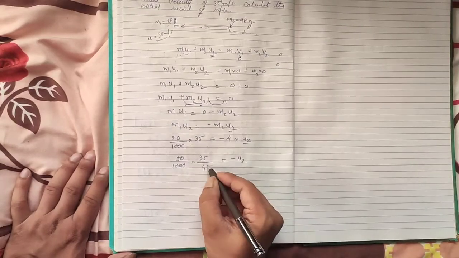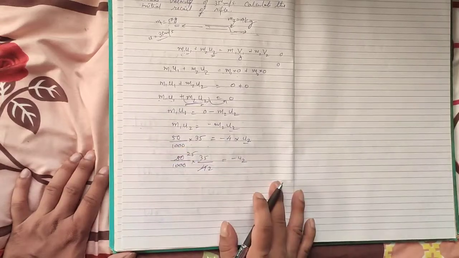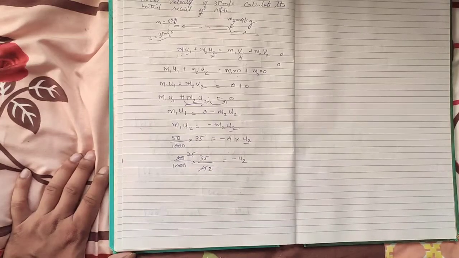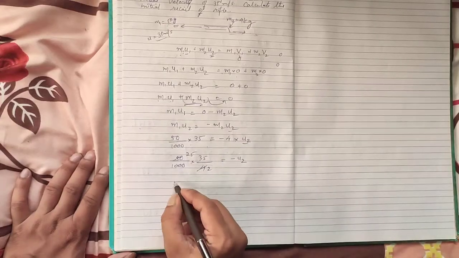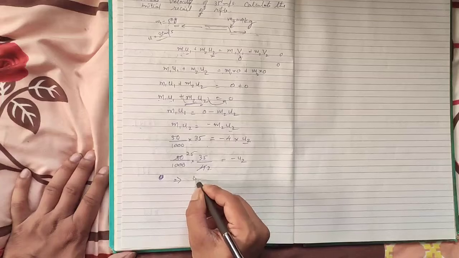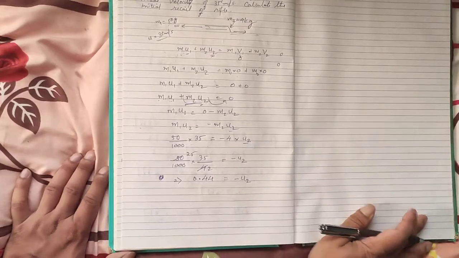Simply solving this, you will get 2, and this will become 25. Multiply 25 into 35 and then divide it by 2. Ultimately what you will get as the answer is somewhat 0.44. So you will get 0.44 is equal to minus U2.